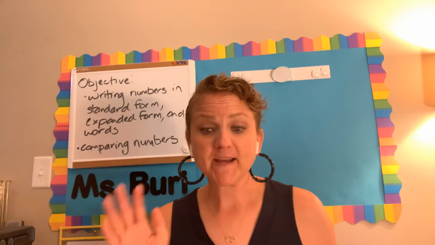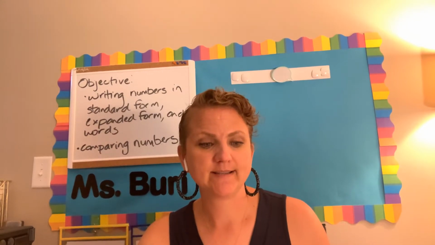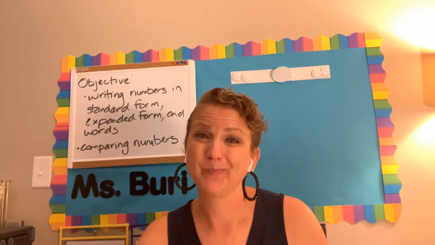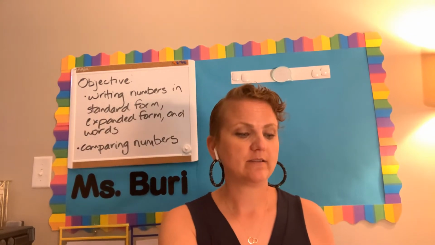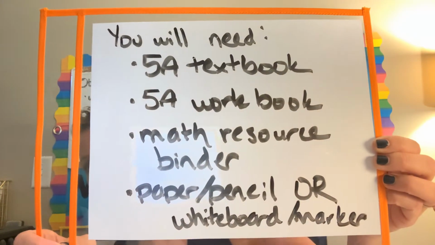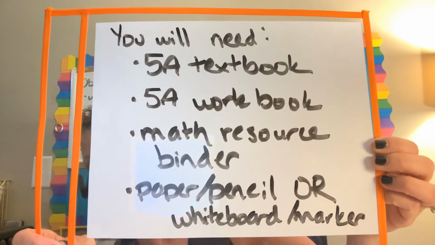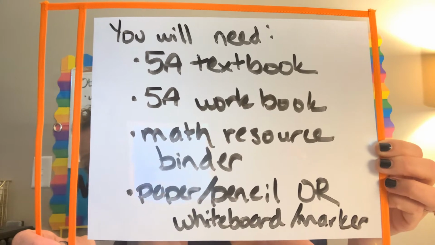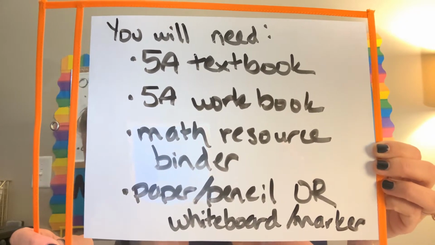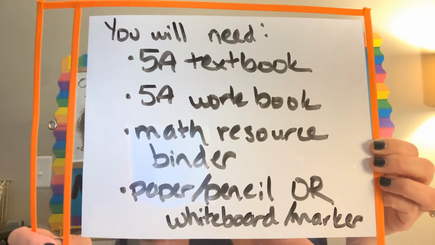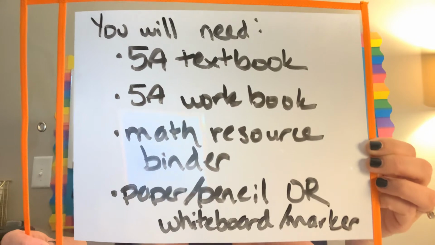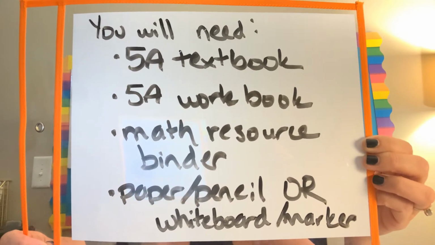So as we're getting prepared to go through today's lesson, you're going to need a few things. So I'm going to show you what they are, and I encourage you to pause the video to go get those things. So you'll want to have your 5A textbook, your 5A workbook, your math resource binder, and then you'll need paper and a pencil, or if you have a whiteboard and a whiteboard marker, you could use that as well. So again, pause, get these things ready, and then come on back.